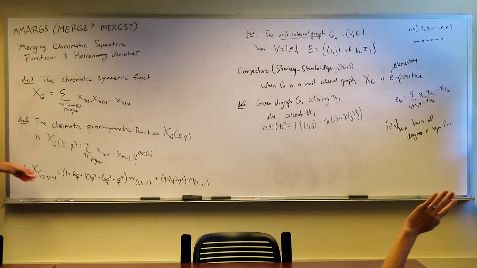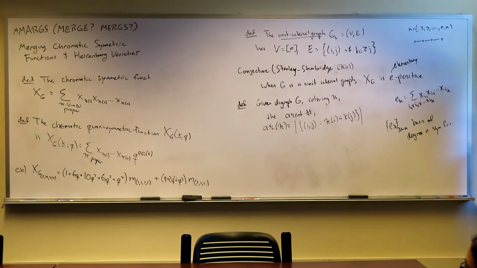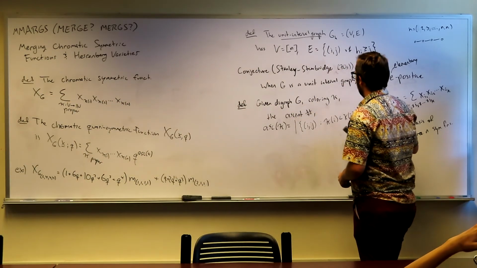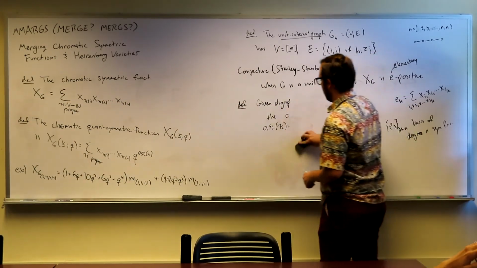So in general, this function is not necessarily going to be symmetric, which is why it's called the quasisymmetric function. However, when G is a unit interval graph, it is a symmetric function.